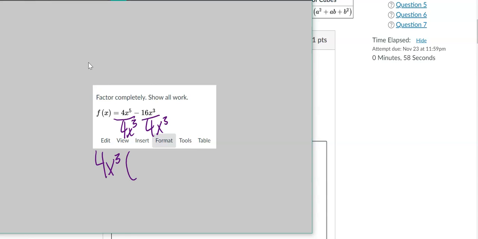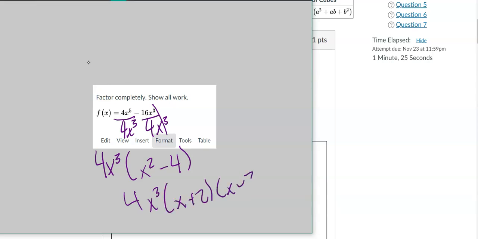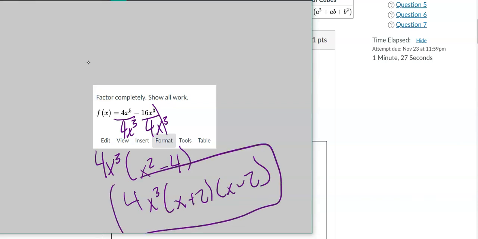So 4 divided by 4 gives me 1, and then x to the 5th divided by x to the 3rd gives me x squared. Negative 16x cubed divided by 4x cubed: 16 divided by 4 gives me negative 4, and the x cubes will cancel out. Notice over here I can look for what multiplies to negative 4 and gives me 0, because I don't have a middle term. That would be positive 2 and negative 2. So this would be my final answer.